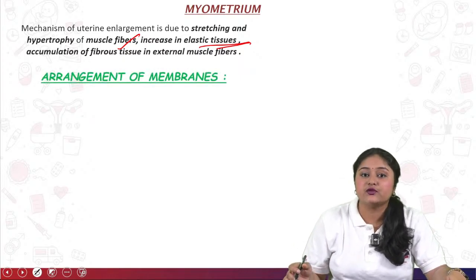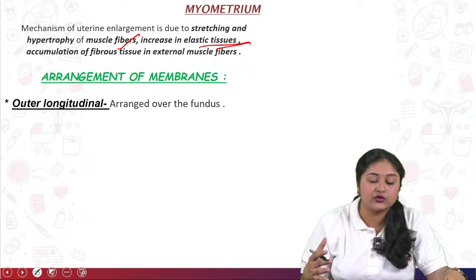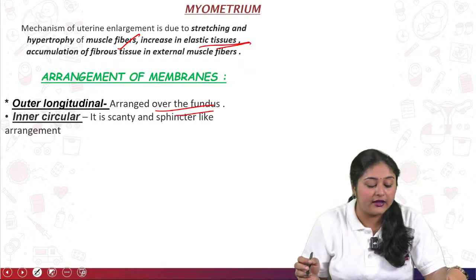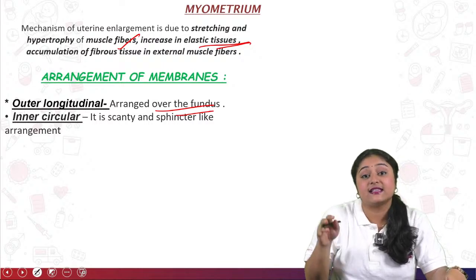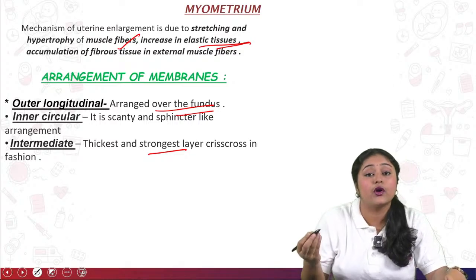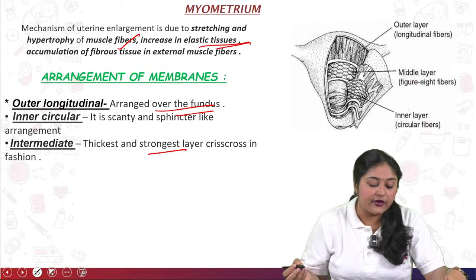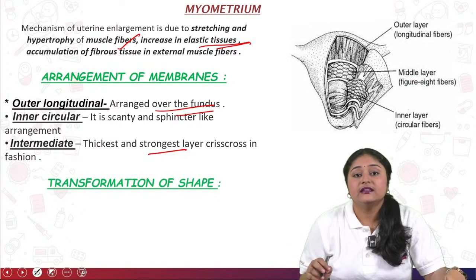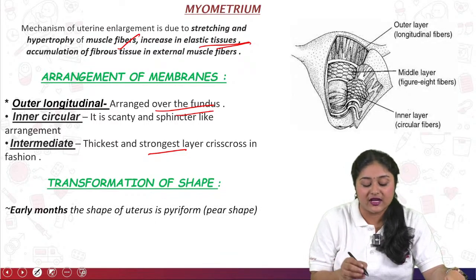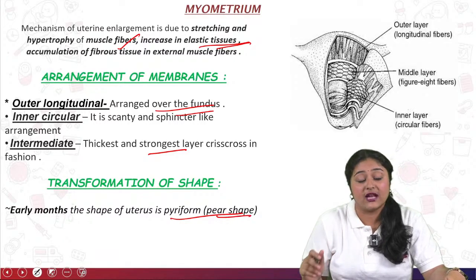See the arrangement of the muscle layers, how it happens. The outer longitudinal layer is arranged over the fundus. The inner circular layer is scanty and sphincter-like in structure. The intermediate layer is the thickest and strongest layer, which is crisscross in fashion. Now come to the shape transformation. In the early months of pregnancy, you can see the uterus as a pyriform, or pear, shape.